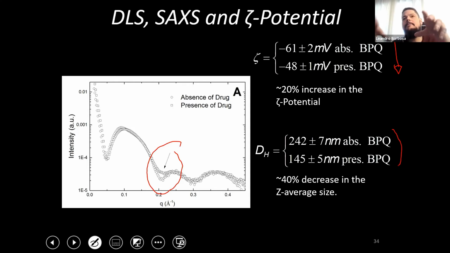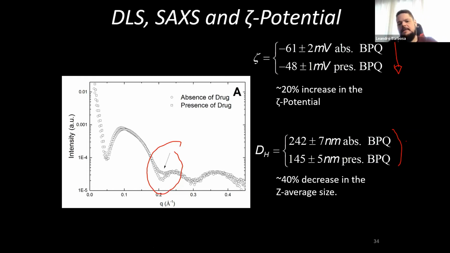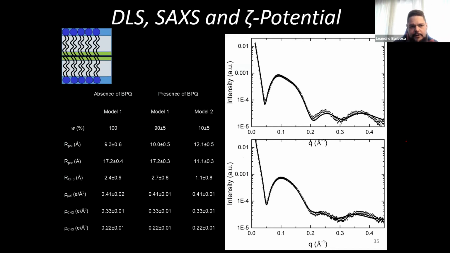And we see that in the presence of buparvacone, we have an increase in the zeta potential. This indicates for us that buparvacone must reside somewhere near the polar head of these liposomes. And here we have a decrease in the hydrodynamic diameter, indicating that its location should also change the packing of the hydrophobic part of the liposomes. So we went to analyze this.